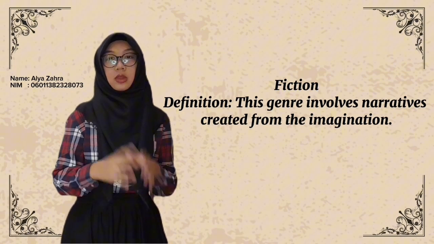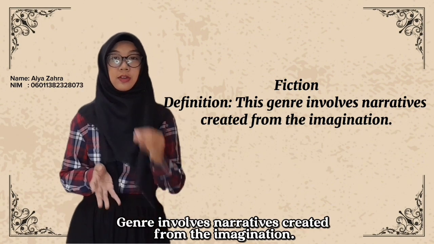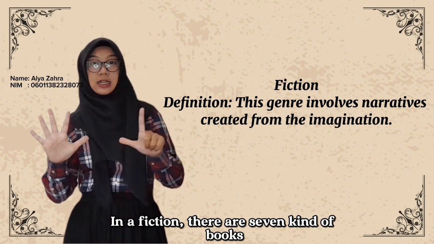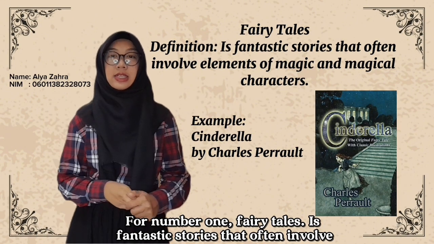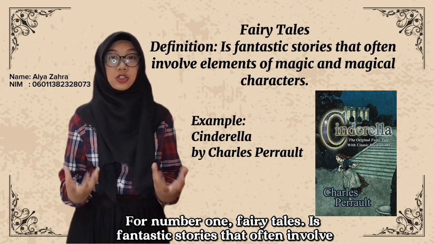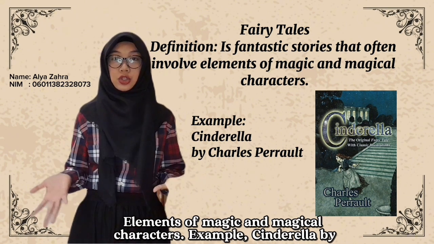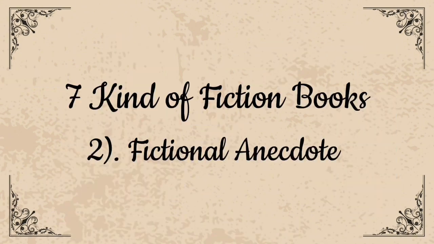Number 2. Fiction. This genre involves narrative created from the imagination. In fiction, there are 7 kinds of books. For number 1, fairy tale. Fairy tale is fantastic stories that often involve elements of magic and magical characters. Example: Cinderella by Charles Perrault.